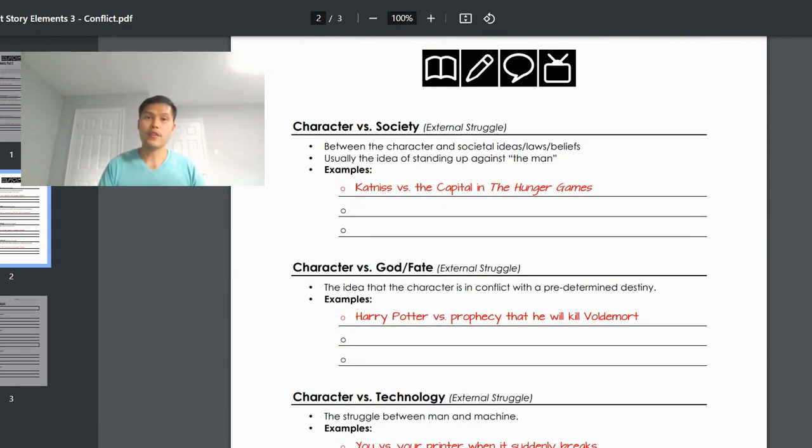Next one, character versus society. Basically, it's between a character and societal ideas, laws, and beliefs. Usually, it's when the character stands up against, quote unquote, the man. The example here is from The Hunger Games, where you have Katniss versus the Capitol.